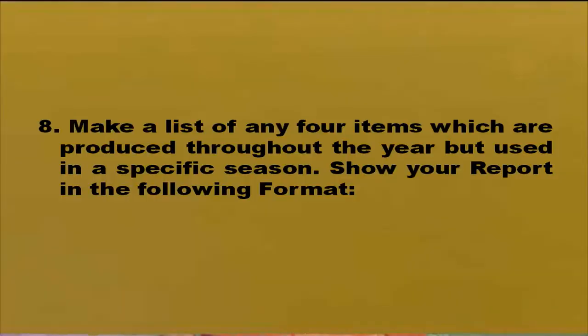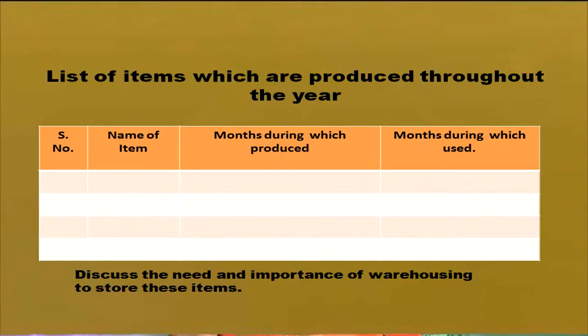Another report. Make a list of any 4 items which are produced throughout the year, but used in a specific season, and show your report in the following format. Serial number, name of item, months during which it is produced, months during which it is used. Some items will not be used throughout, like winter clothes, umbrella, ice cream, etc. You have to identify these manufacturers and then make a report relating to this.